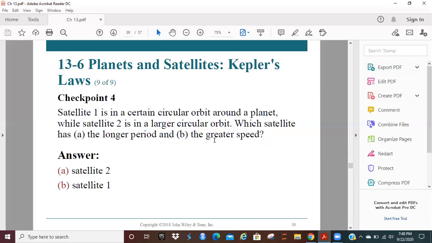You can think about planets in that sense. It's going to take Jupiter a much longer time to make an orbit around the sun than the Earth would. The Earth is going to travel faster.